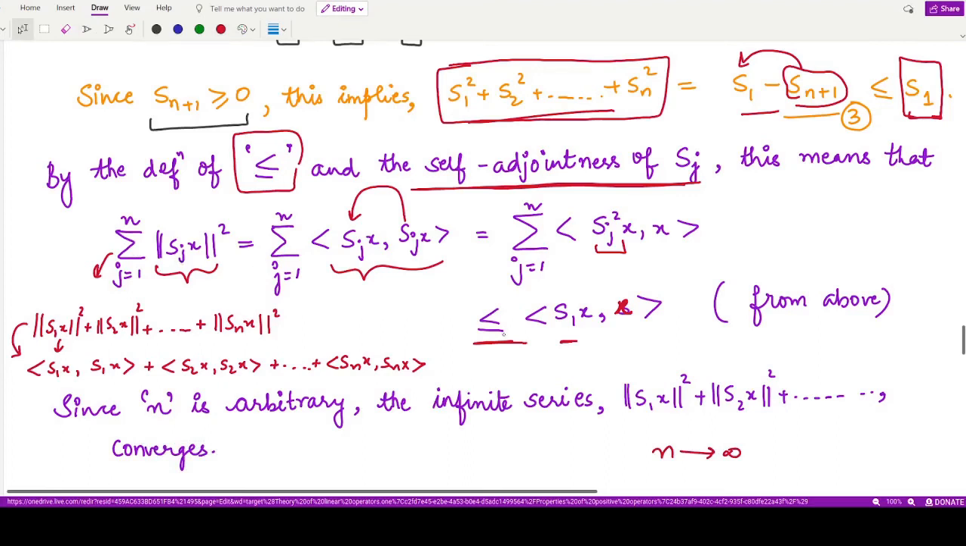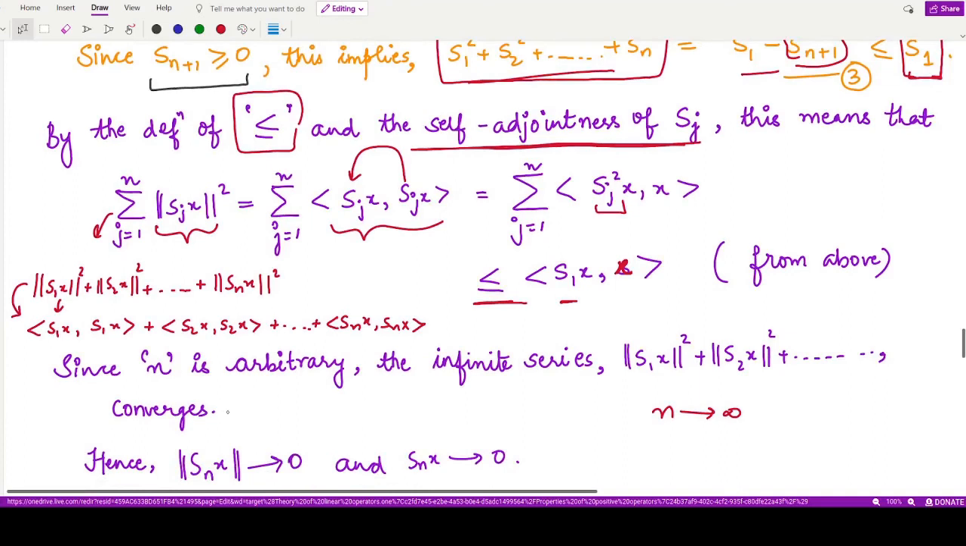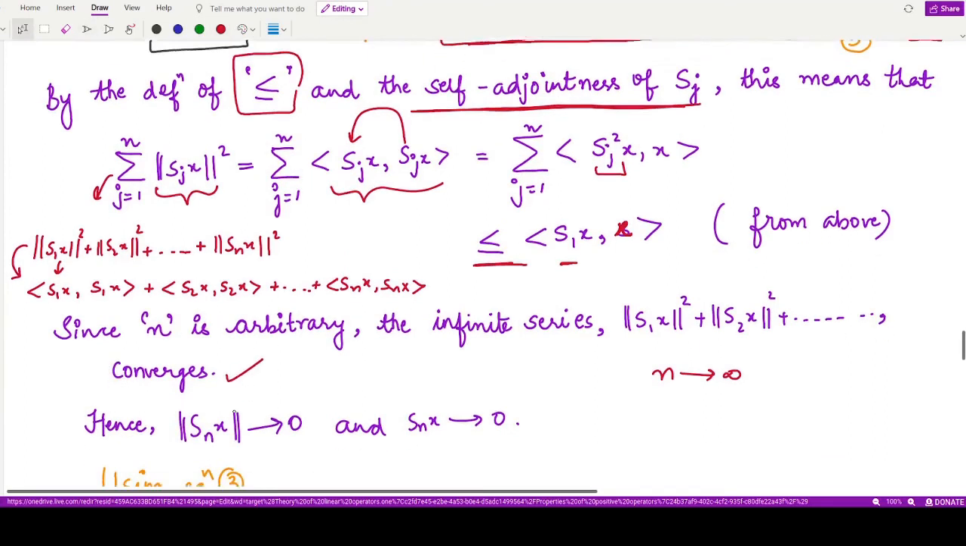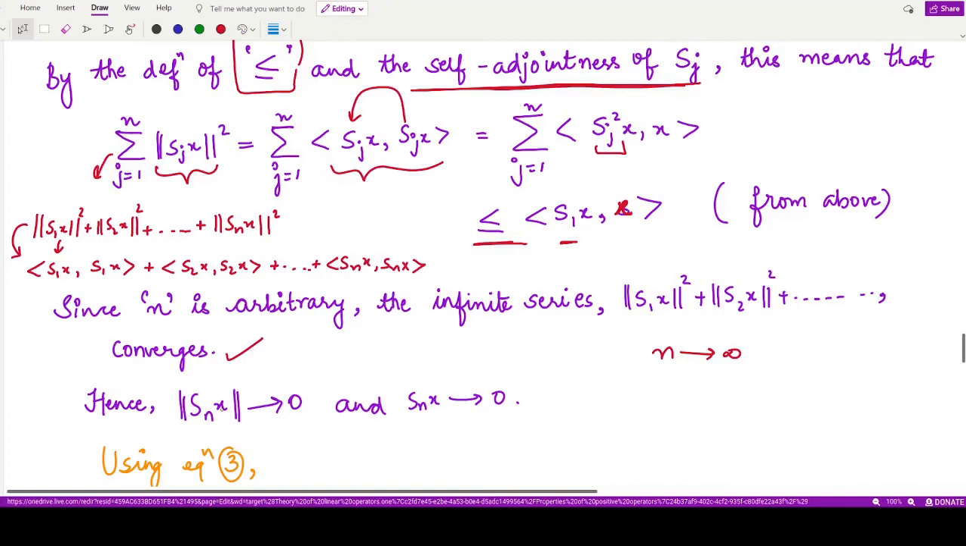So this infinite sum is also less than or equal to S1, right? Because n was an arbitrary number, and we have proved the result using induction, the infinite series here, the norm of S1x squared plus the norm of S2x squared and so on, also converges. So in this case the norm of Snx, the last term, would converge to 0, and if this norm converges to 0, the vector, the element itself, has to converge to 0 here.